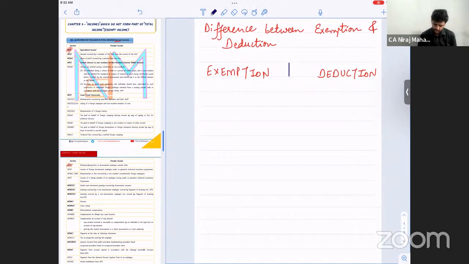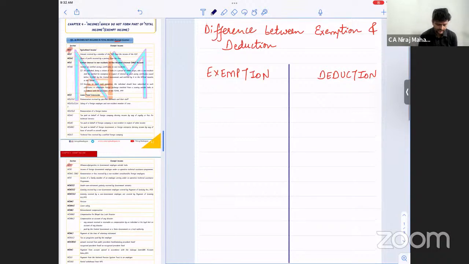Is it raining there, Kushbu, Mansi? Not right now, but the last 1-2 days. Bad rains, huh? Too much rain. Okay.